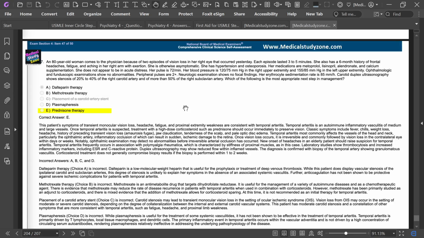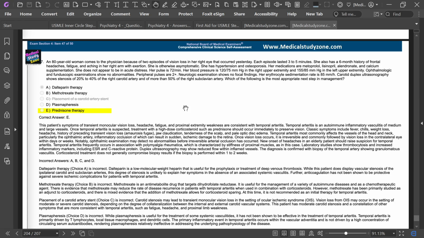Temporal arteritis most commonly affects the vessels of the head and neck, particularly the ophthalmic artery, and inflammatory occlusion can result in sudden ischemic damage of the retina. Once vision loss occurs, it is irreversible and commonly followed by vision loss in the contralateral eye within days to weeks.